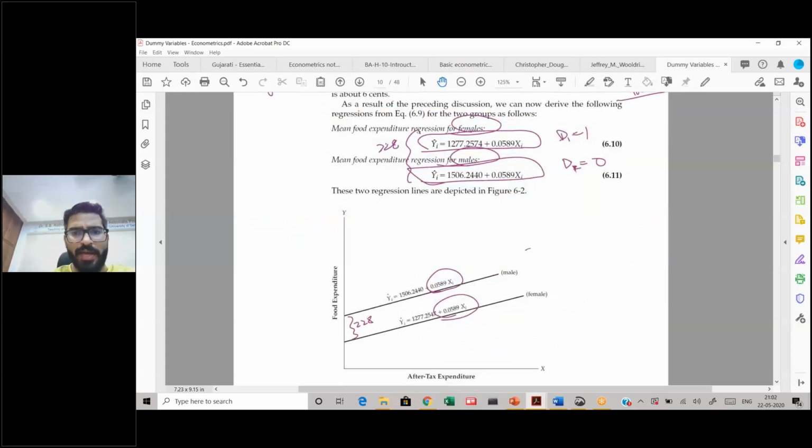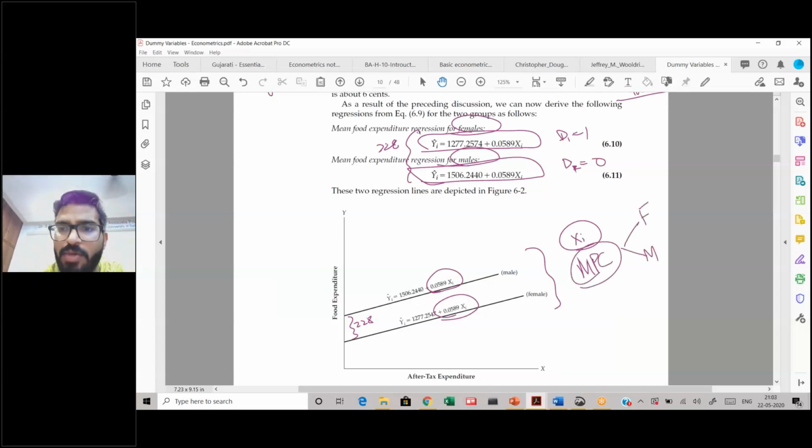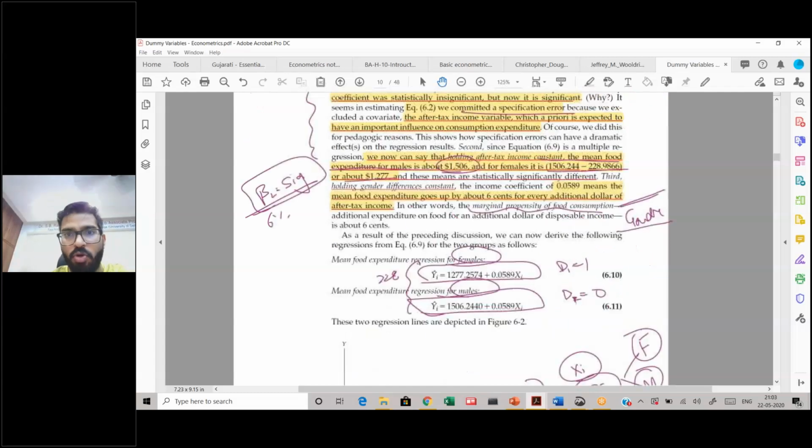And diagrammatically, we have this case. However, note that we are assuming that whether it's for females or for males, this xi is the same. You might also want to check whether the marginal propensity to consume might be different for males and for females. For that, you need to have an interactive dummy. I will go to that as well.